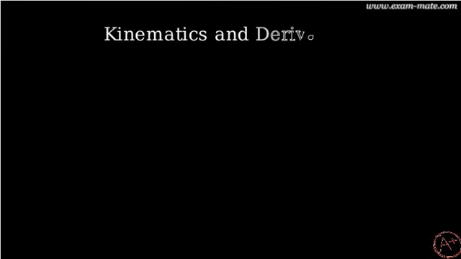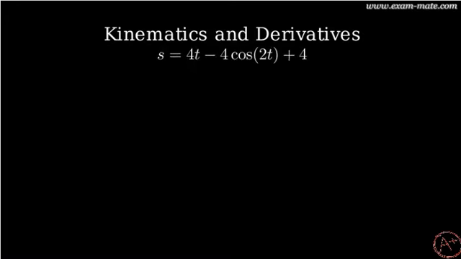Let's solve this kinematics problem involving derivatives. We have a particle P moving in a straight line, where its displacement s is given by 4t minus 4 cosine of 2t plus 4, where t is in seconds and all lengths are in meters. Let's start with part A, finding the velocity.